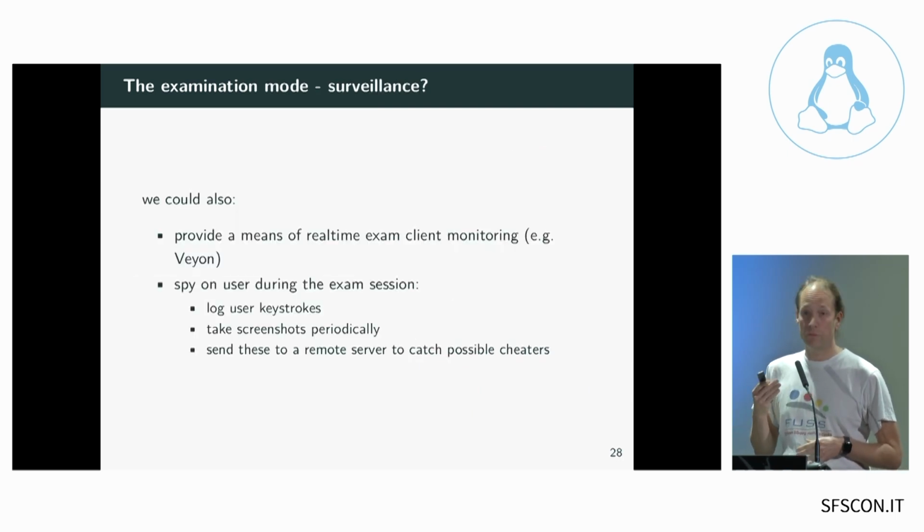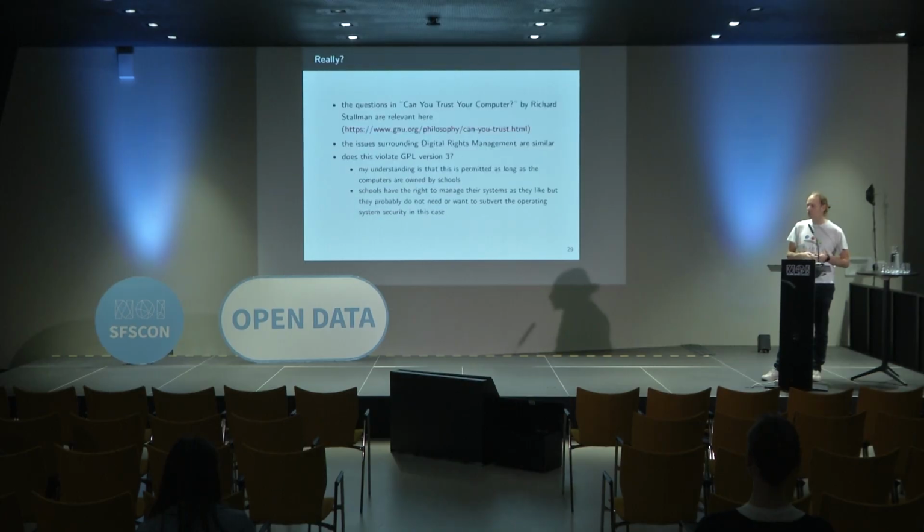We could also do some surveillance. For example, we could do some real-time exam client monitoring, for example, with Veon. Veon is a free software for classroom management. And we could also spy on user during the examination session, log user keystrokes, take screenshots periodically, and send this to a remote server to catch possible cheaters. These are not nice things to have. And in a system with perfect security, we do not need this. But perfect security is hard to achieve.